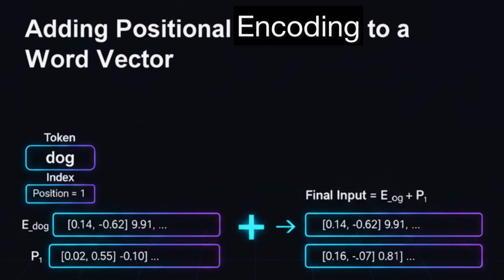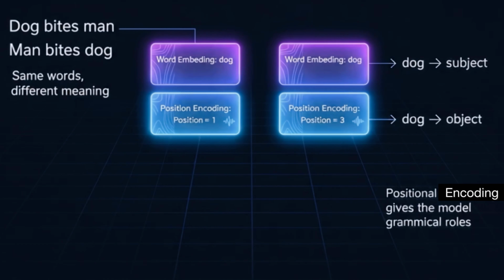We inject positional encoding. This is a secondary vector, calculated using precise math based only on the word's position in the sequence. So we literally add this vector to the initial word vector. Think of positional encoding as a digital timestamp. It tells the model this is the meaning of dog, and it is the first word in the sentence. This is vital information, because it allows the LLM to understand the difference between subject and object.